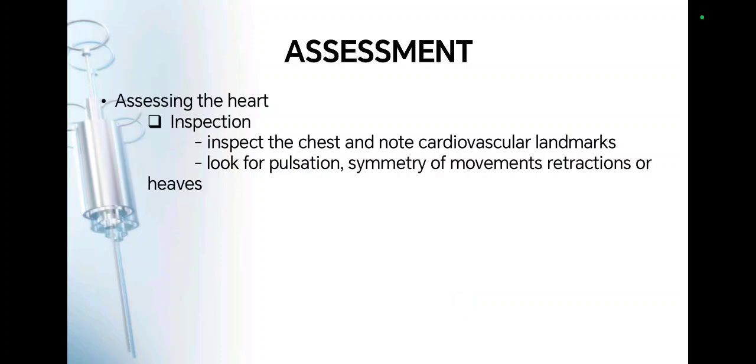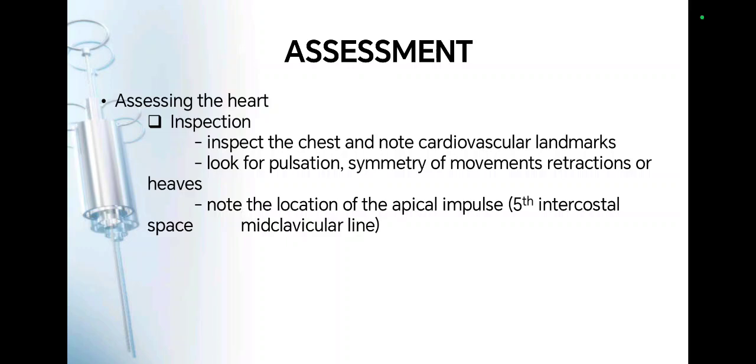So inspect the chest and note cardiovascular landmarks. Look for any pulsations, symmetry of movement, retractions, or heaves. Note also the location of the apical pulse, which is usually on the 5th intercostal space at the mid-clavicular line. Our apical pulse is what we call your heart rate. We do have a difference when it comes to terminologies, the pulse rate and the heart rate. Heart rate represents your apical pulse. Why is it called the heart rate? Because it is closer to the heart, because it is the apex of the heart. That specifically means that it is the rate of the heart pumping in 1 full minute.